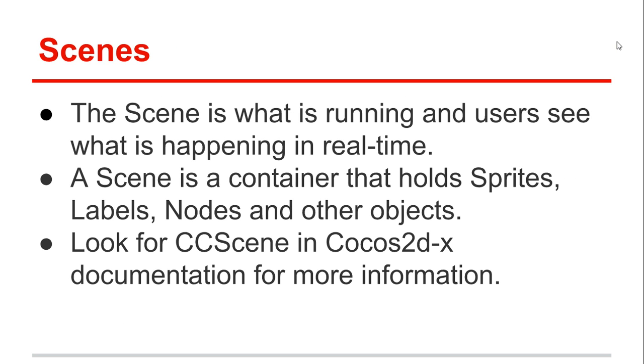Scenes. The scene is what is running, and users see what is happening in real time. A scene is a container that holds sprites, labels, nodes, and other objects. Look for the CCScene in the Cocos2d-x documentation for more information.